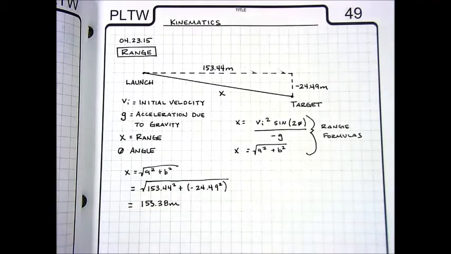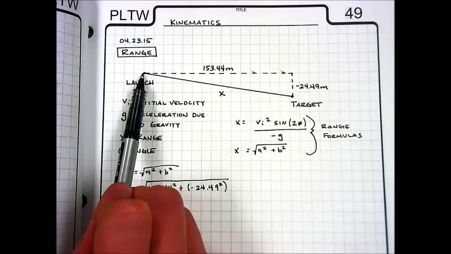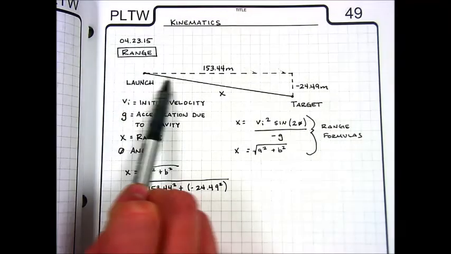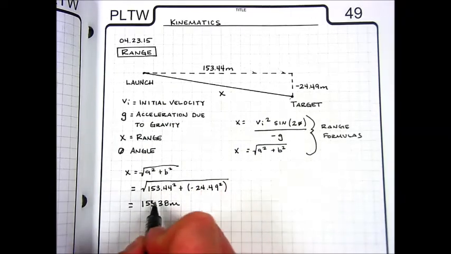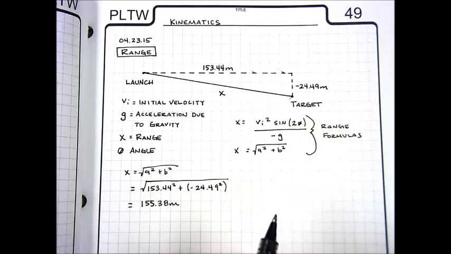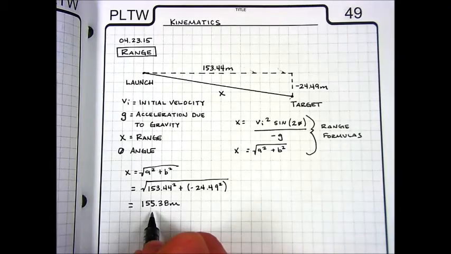So what that is telling us is that from this point in a straight line, if we were to measure it from our launch point to our target, it's 155.38 meters.